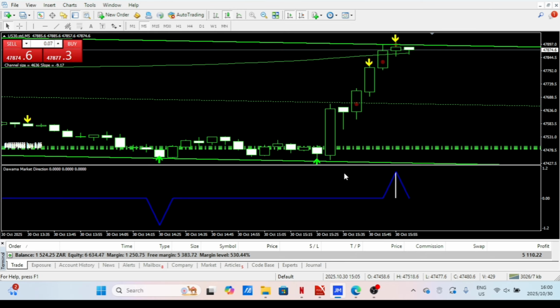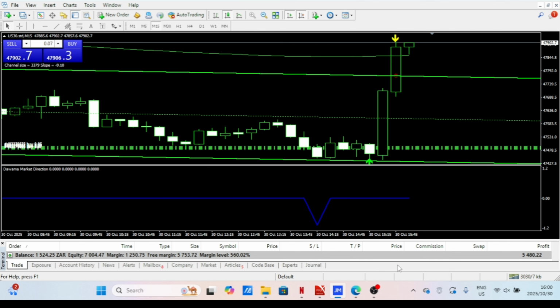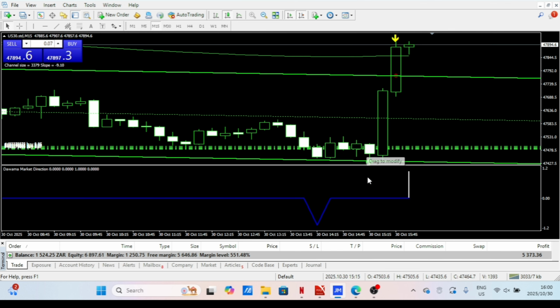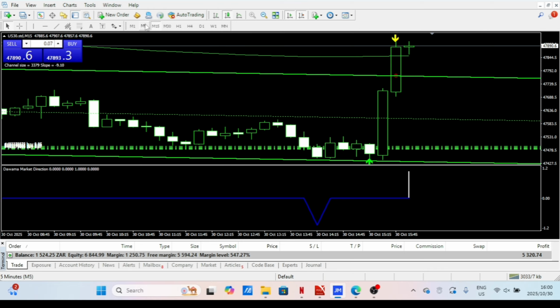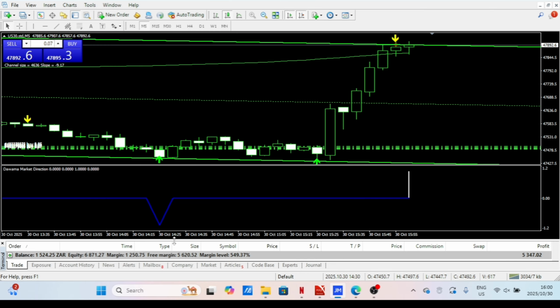Oh, sorry, I used the 5 minutes time frame, not the 15 minutes. I thought I used the 15 minutes time frame. That's why I was confusing the first error right here and the second error right here. I entered this trade using the 5 minutes time frame, guys. I got the buy here, double confirmation, and then I bought right over here.